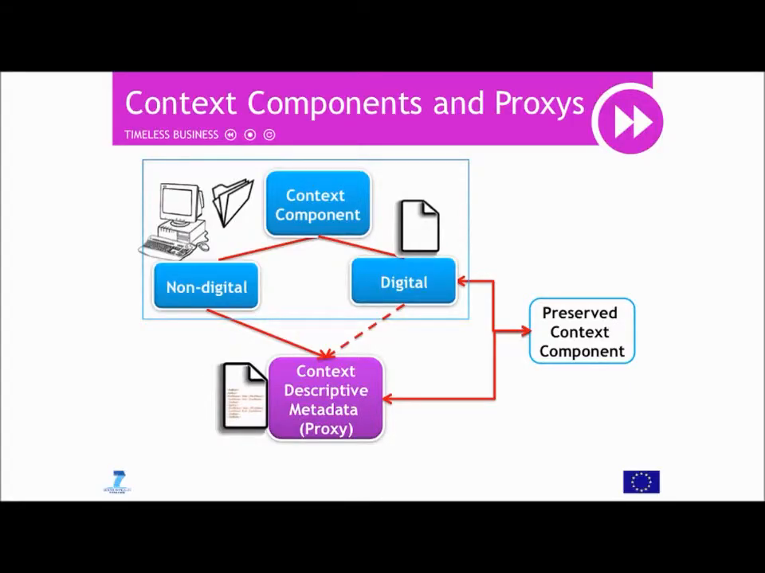So if I have what I call a context component, the thing that makes up the whole domain that you've just looked at, if it's non-digital, I can't just digitally preserve it. So I need to create a descriptive metadata that gives me enough information that I know what the functionality of this component is so that I can redeploy it later.